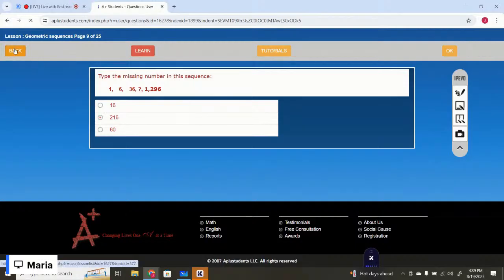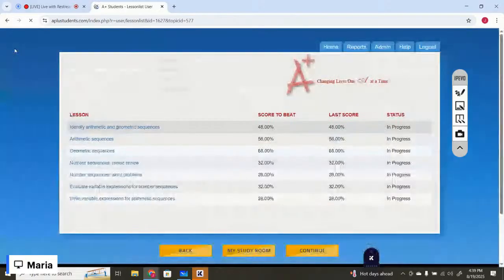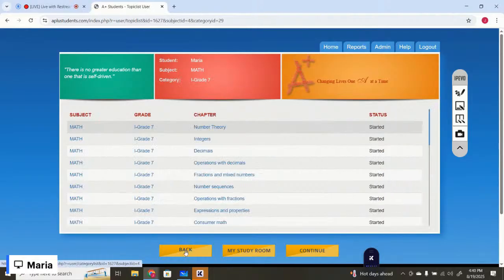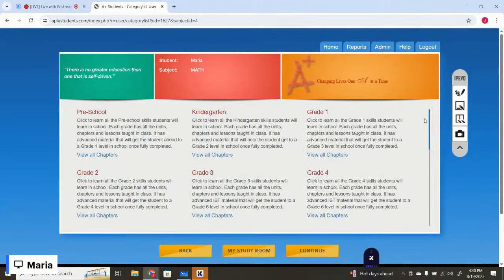So we were working on grade 7 math. The chapter we were working on is number sequences. The lessons we have covered today are identify arithmetic and geometric sequences, arithmetic sequences, and geometric sequences. So please make sure before the next session you complete what we just did. That is your homework until next session.